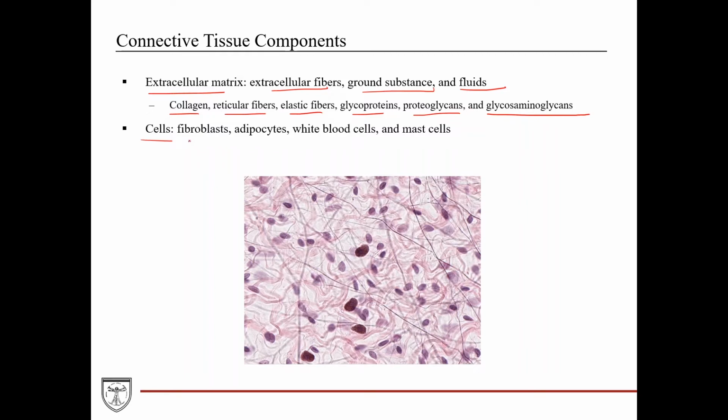Cells, the main cell you're going to find in connective tissue proper especially is fibroblasts. You can also see adipocytes in adipose tissue. You'll see white blood cells floating around contributing to immune function. And you can also see mast cells as well. And this is a great example of what's called loose connective tissue, and we'll explain more in detail what that means over the course of the lecture.